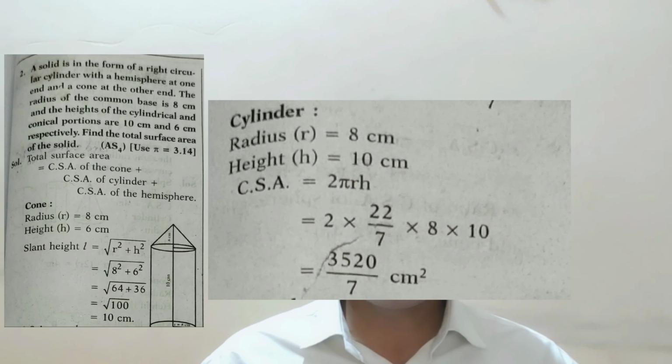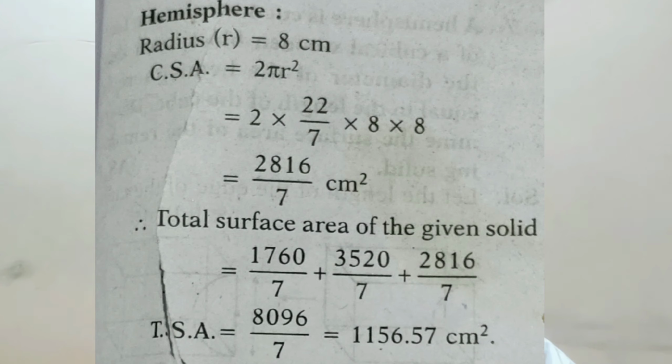Now practice the sums on these particular solids. I will give you some questions, try to do them. First important one, combinations. A solid is in the form of a right circular cylinder with a hemisphere at one end and a cone at the other end. The radius of the common base is 8 cm and the heights of the cylindrical and conical portions are 10 cm and 6 cm respectively. Find the total surface area of the solid.